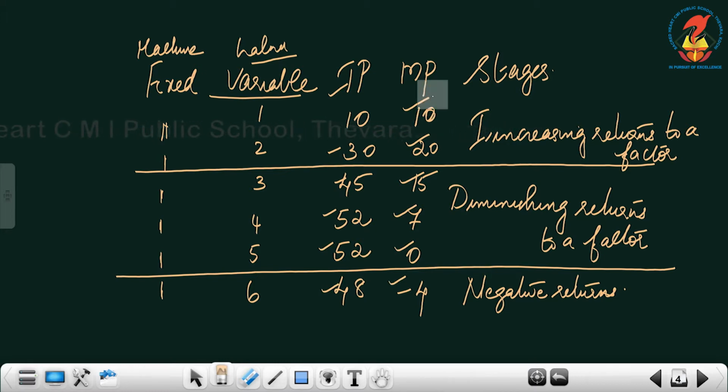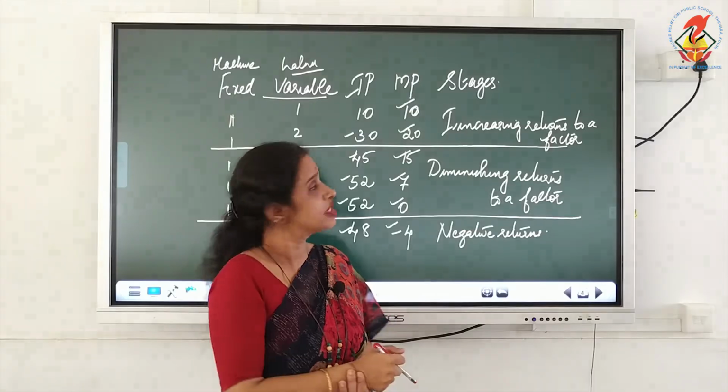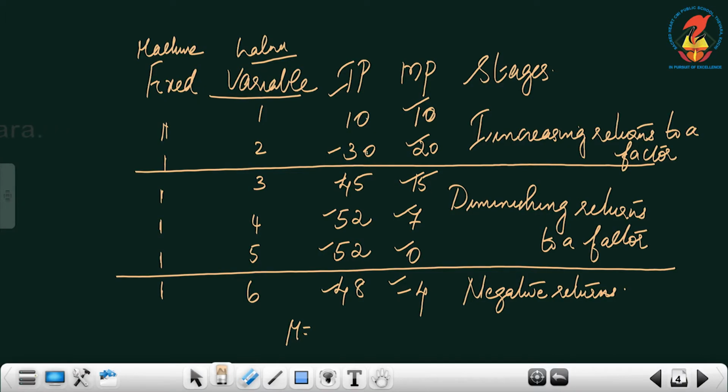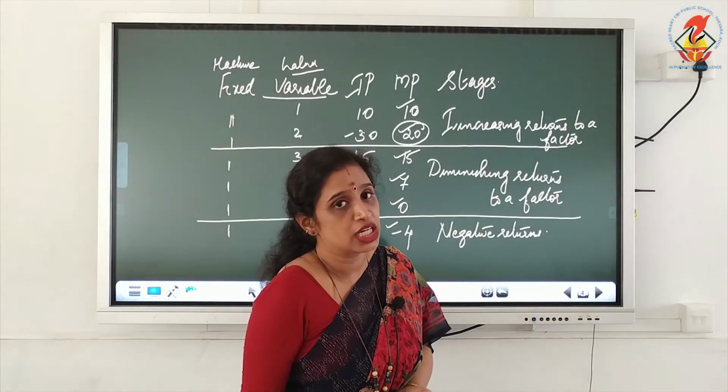Now you know how you got this marginal productivity. MP is equal to delta TP by delta L, isn't it? So how will you get that? 30 minus 10 is 20. 2 minus 1 is 1. So 20 divided by 1 is 20. Delta TP by delta L. With that formula, we have found marginal productivity.